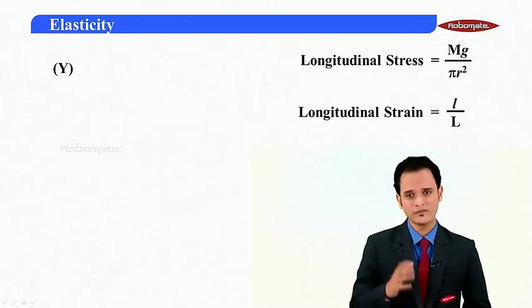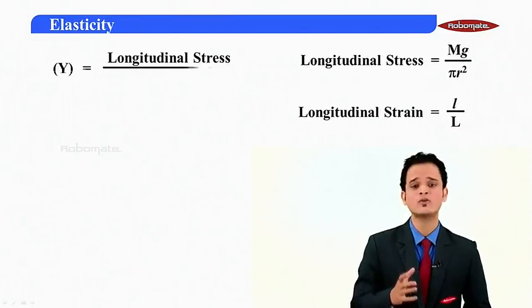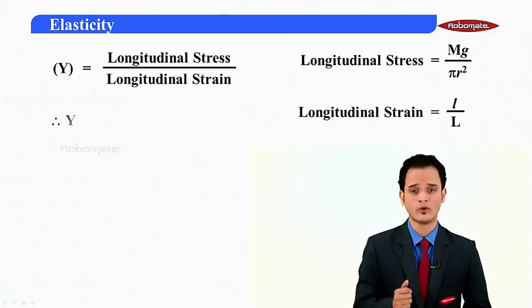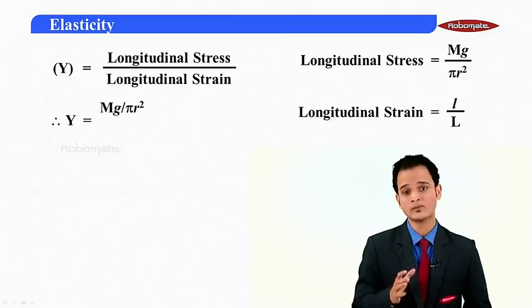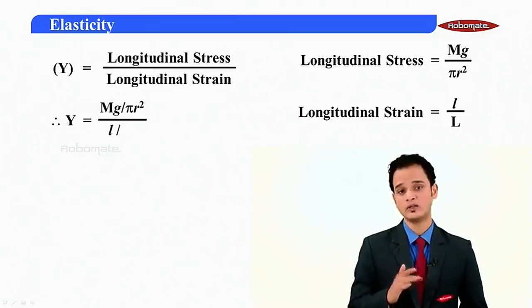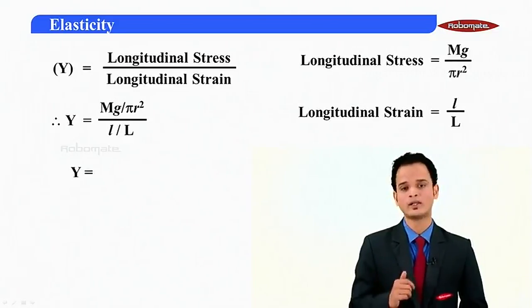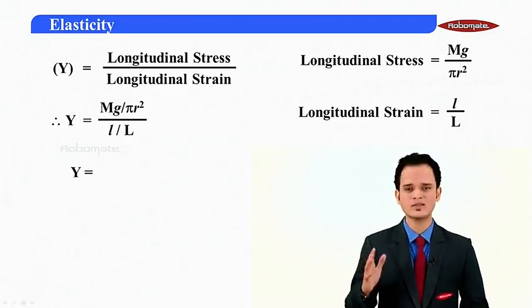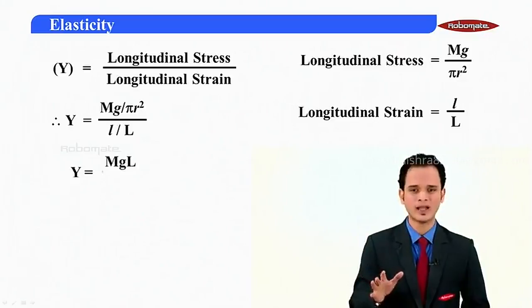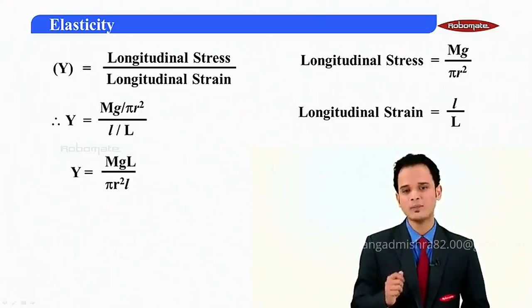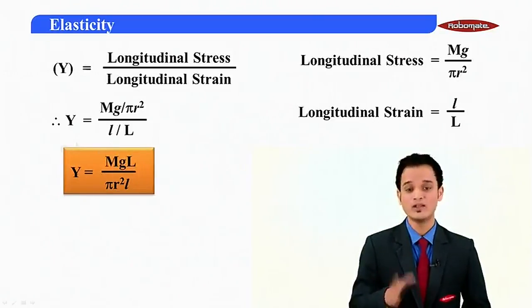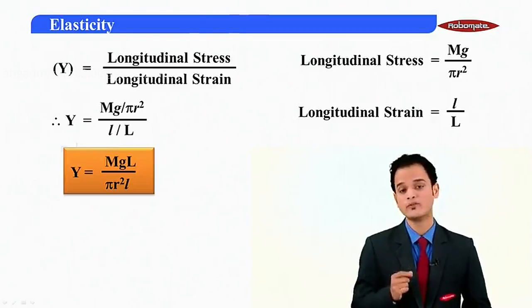Now students, we know that Young's modulus Y is going to be equal to longitudinal stress upon longitudinal strain. Therefore, Y becomes mg upon pi r square small l upon capital L. Now students, if I am just rearranging this and sprinkling a little bit of maths, what do I get? Mg capital L upon pi r square l. Now this, students, is a very important formula for numericals on Young's modulus.